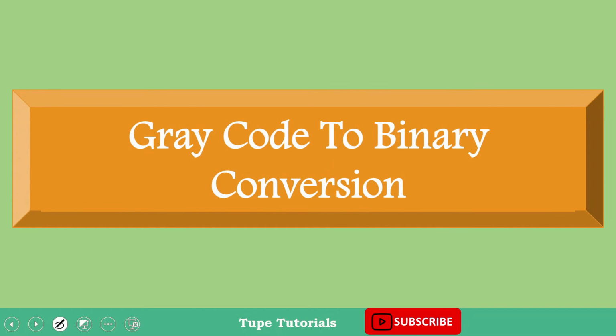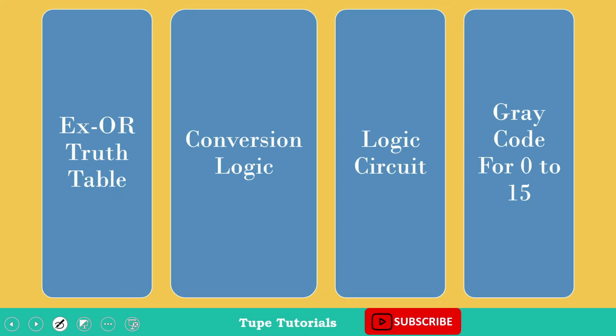In this video, we are going to learn how to convert a gray code into a binary. So let's start. In this video, we are going to first see the XOR truth table, which is required to generate a conversion logic. Then after understanding the conversion logic, we will develop the logic circuit for gray code to binary circuit, and then we will see gray code for 0 to 15 numbers. So let's start.